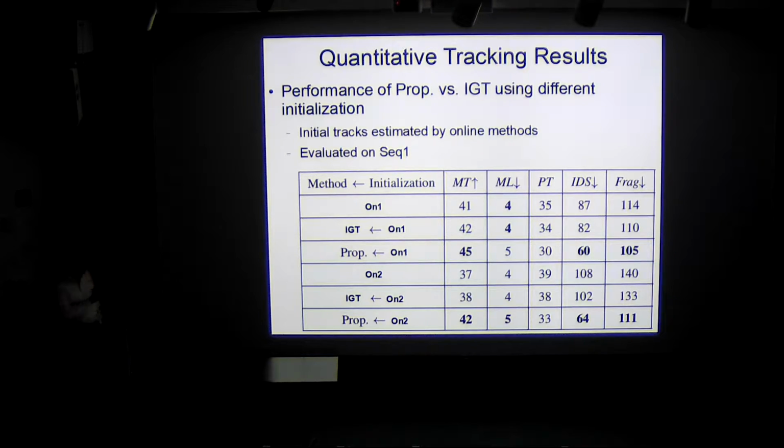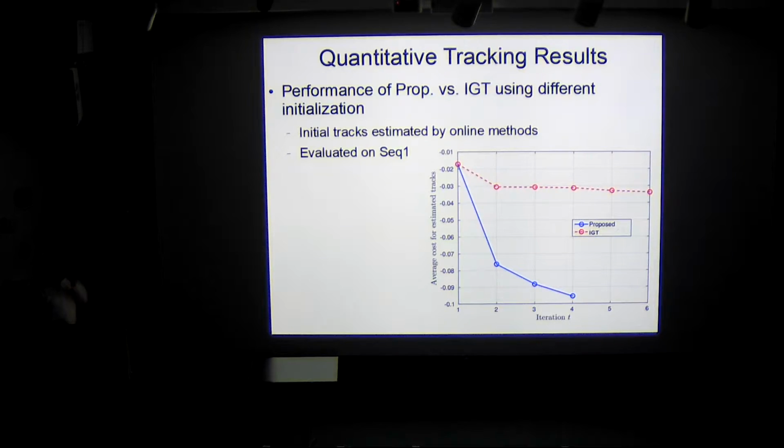In particular, the iterative global tracking does not really improve substantially upon the initialization. There is a small improvement, not really substantive, and that's because of the problem of local minima that I highlighted earlier. You're revisiting only the one association while keeping others fixed. This is highlighting the same thing.